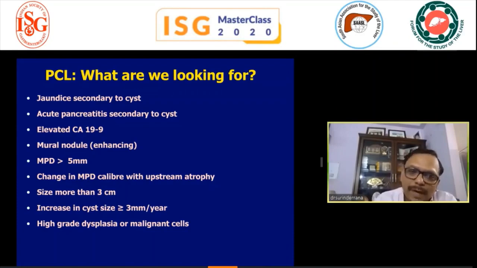What's the enhancement pattern? Is it patchy or diffuse? Is the duct more than 5 millimeter? Is there an abrupt change in main pancreatic duct caliber with upstream parenchymal atrophy? Is the size of the cyst more than 3 centimeter? And if you have follow-up imaging, is there an increase in cyst size of more than 3 millimeter per year? And on cytology, do you have high-grade dysplasia or malignant cells? So in a nutshell, all these are worrisome features which suggest that you should be offering resective surgery to the patient with these features.